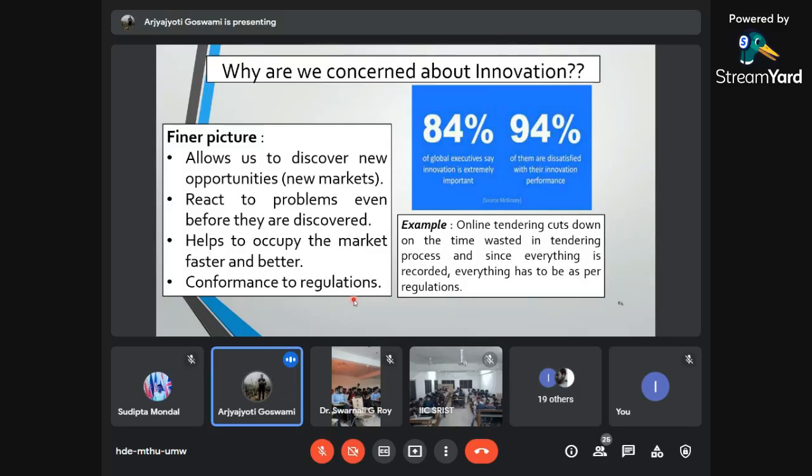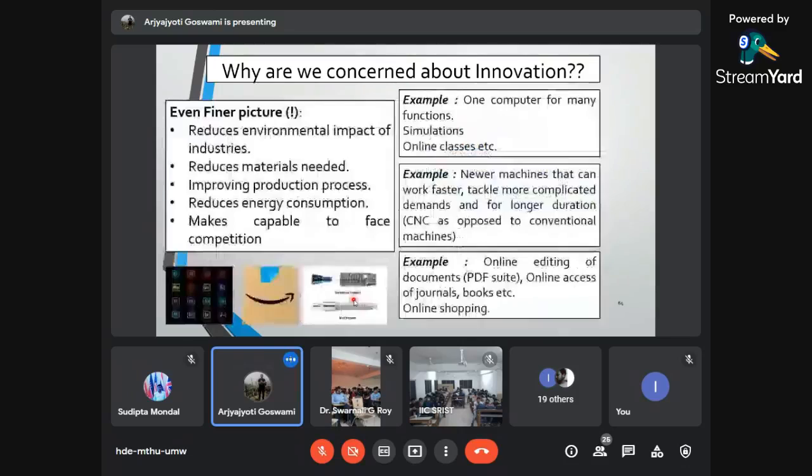So there are no chances of violating the laws. Okay. Even finer picture, if we do innovation, we can reduce the stress on the environment. We can reduce the material consumption, improve the production process, right? For example, through innovation, we can develop machines which can improve the rate of production.